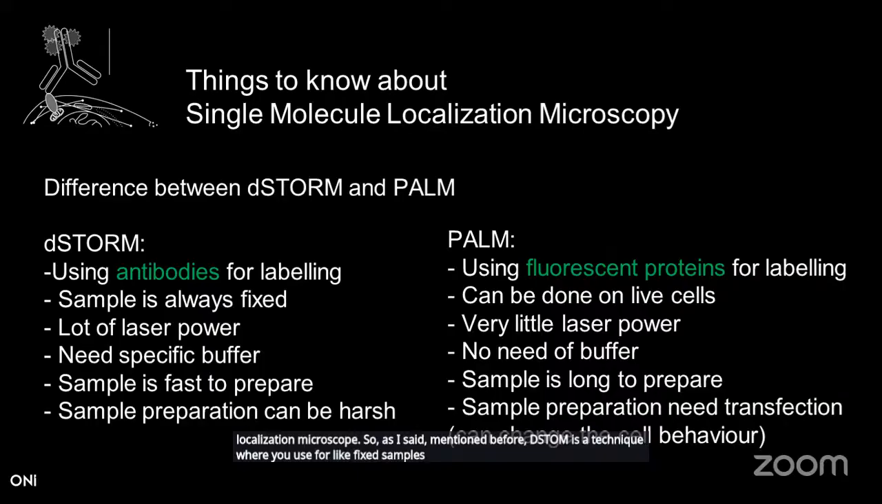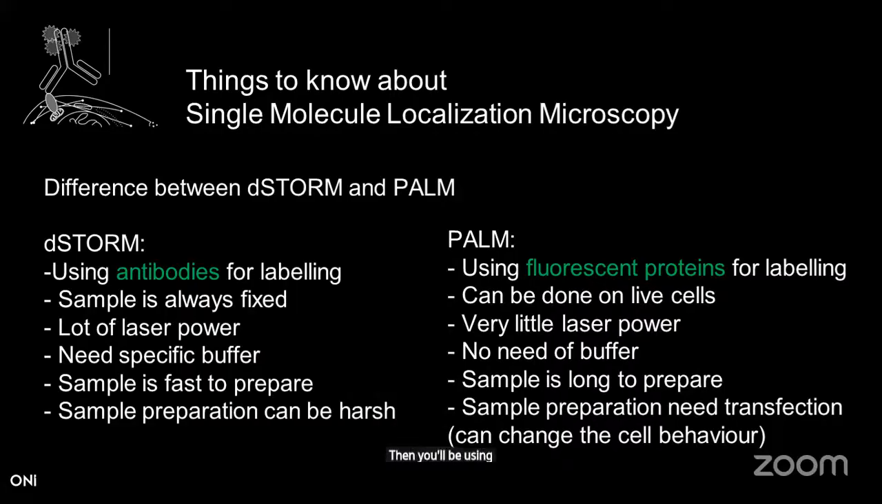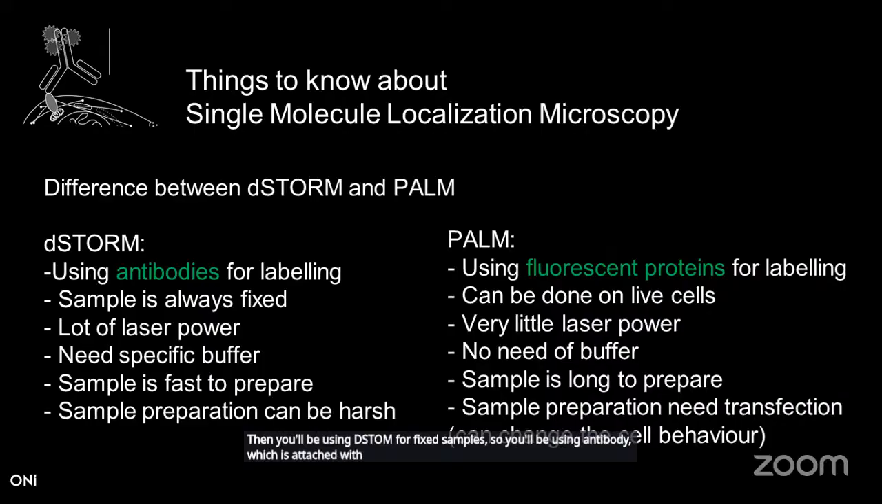So when you're going for antibody, similarly to how you do confocal, if you're doing it in a similar fashion, then you'll be using dSTORM for fixed samples. So you'll be using an antibody which is attached with a fluorochrome. Whatever fluorochrome you're using, it should be a high intensity molecule, and it should also be able to blink. So these are the two criteria.